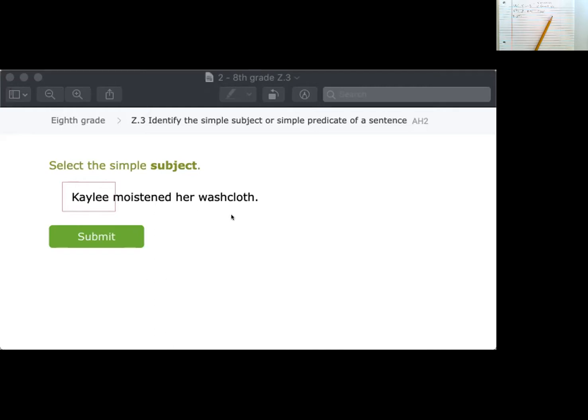When we're trying to determine the subject of our sentence, we have to think, who or what is this about? Is this sentence about the washcloth? Is the washcloth doing something? Is there something about the washcloth? No, Kaylee is doing something in the sentence. So we cannot select washcloth as the subject. So we have to select Kaylee. Okay.